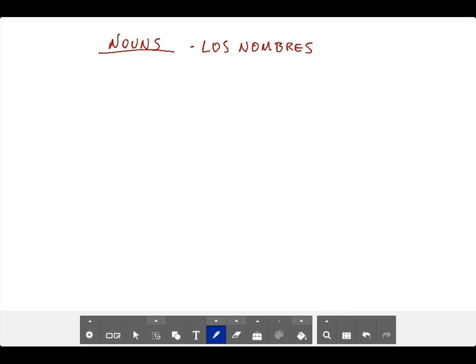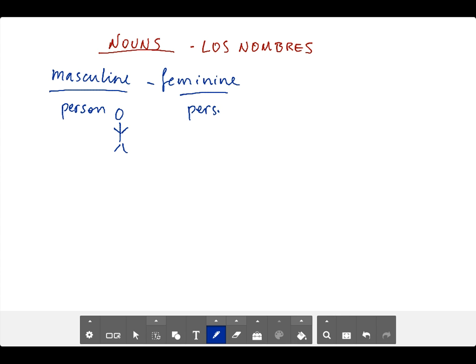Nouns in Spanish are either masculine or feminine. If they are masculine, they either refer to a person, and then the person is a male. Or feminine, when they refer to a person. So like a woman, the word woman would be feminine.